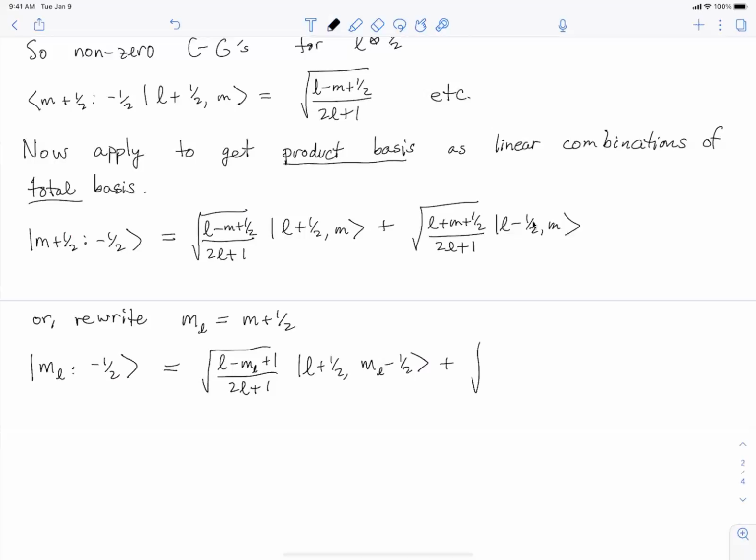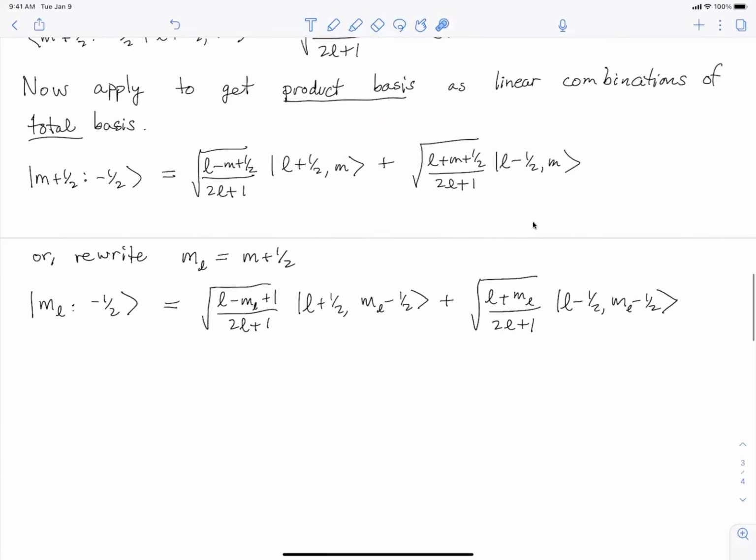Okay, and then the other square root looks like this: L plus m sub L over 2L plus 1, L minus 1/2, m sub L minus 1/2. Okay, so again, this equation that I've written here is really just rewriting this equation, but with a notation where I've just changed what I'm calling the first entry. I'm calling it m sub L, which makes sense if I'm thinking of this as the z component of the angular momentum L.